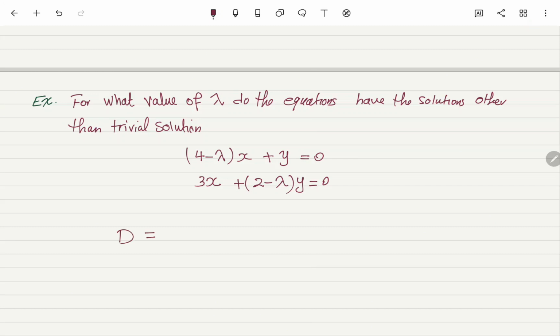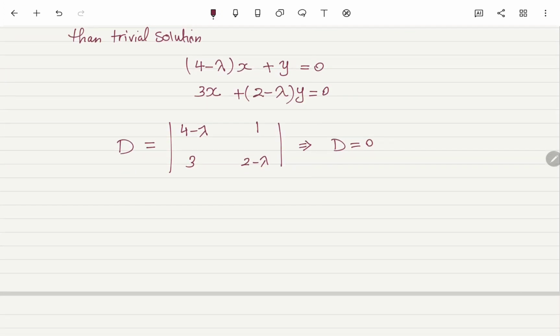Now let's create the determinant of coefficients: 4 minus lambda, 1, 3, 2 minus lambda. If the system has a non-trivial solution, the value of this determinant should be equal to 0. So D equals 0. Now to solve this, let's multiply this with this minus this with this, and the answer should be 0 in order to get a non-trivial solution.